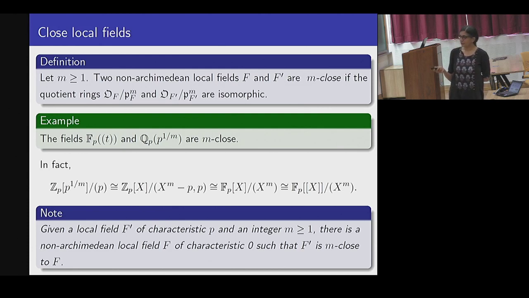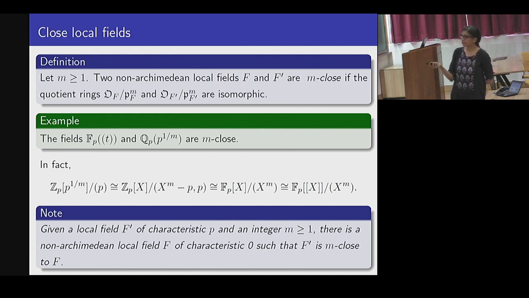More generally, it is easy to see from this that given a local field of characteristic p and an integer m, you can choose a local field of characteristic 0 that is m-close to F. You just have to choose this field of characteristic 0 to be ramified enough so that in this quotient you're killing off p. So given a field of characteristic p and an m, you can always find a field of characteristic 0 that is m-close to it.